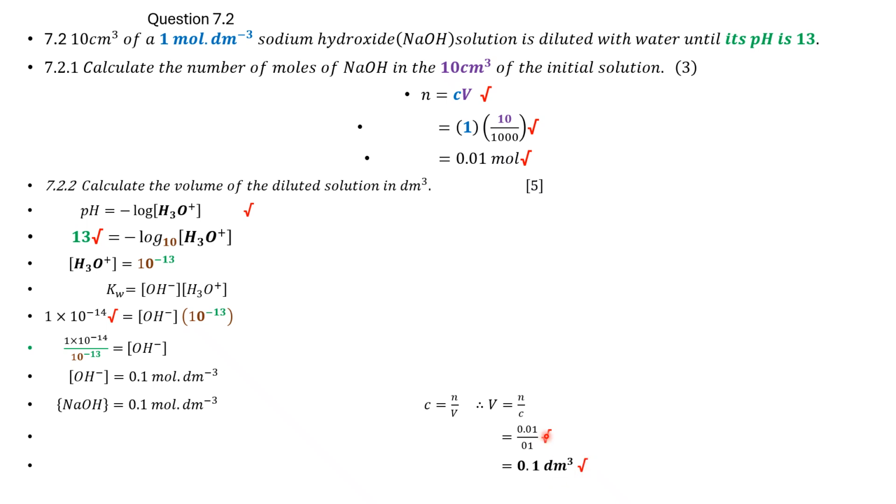So 1 mark for correct substitution, and 1 for the answer, 0,1 decimeter cubed. But the key point is you need to be able to work from log to exponent and from exponent to log. So I hope you follow and understand. Let's go look at the next question.